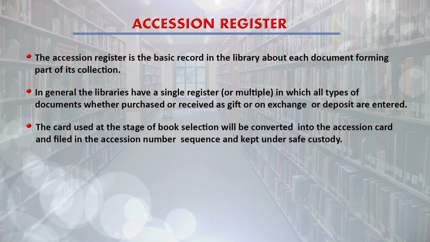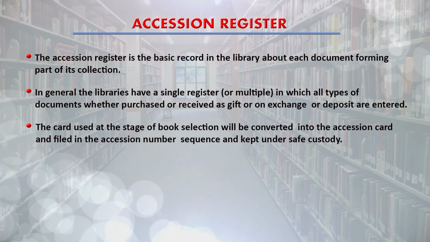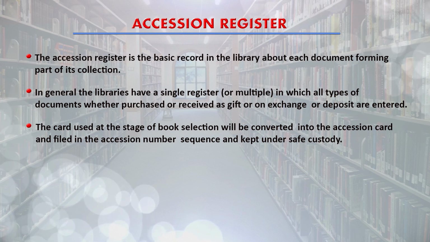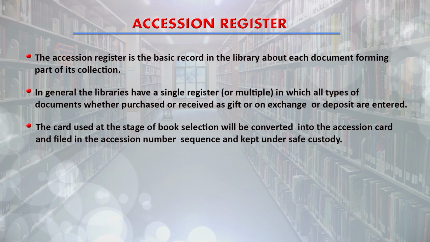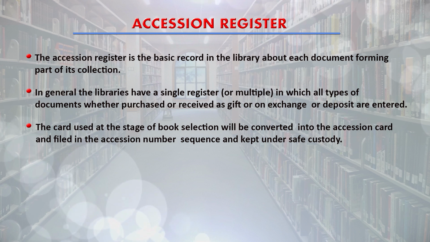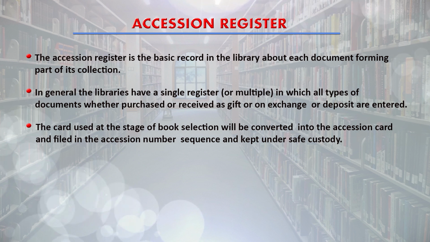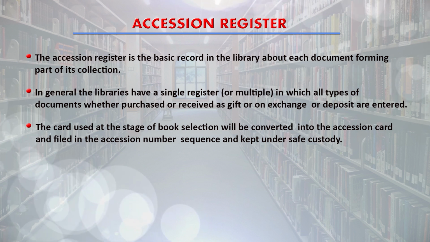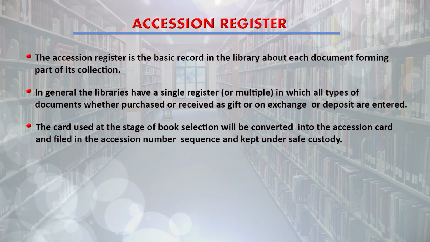But if your library is huge, where thousands and lakhs of collections are there, then you need multiple accession registers. While you are procuring books, you develop a book record in a form that we call a book selection card. Now that card we normally convert into the accession card and fill in the accession number sequence, meaning on that card we will write the accession number.